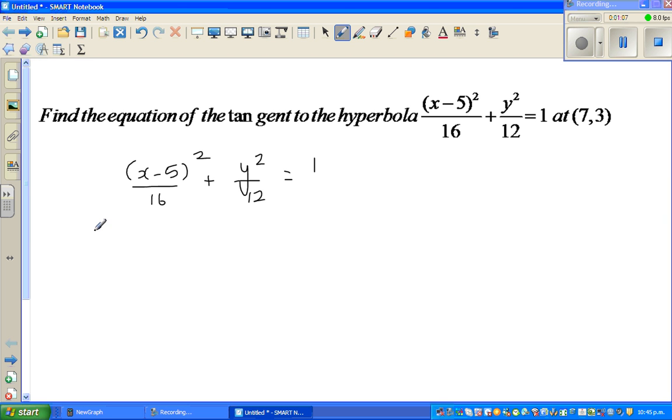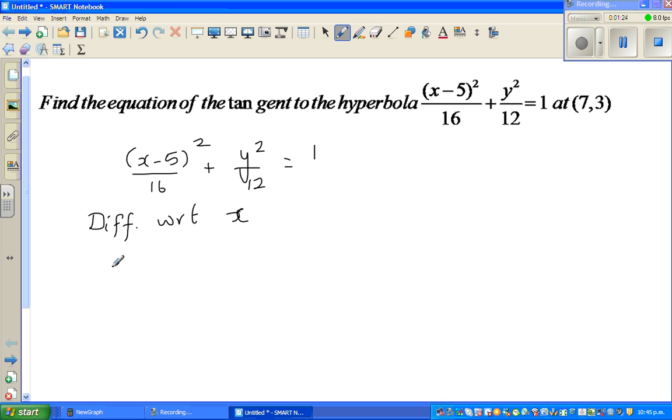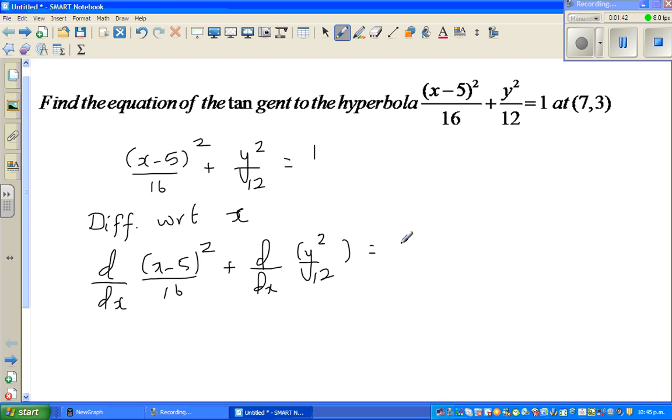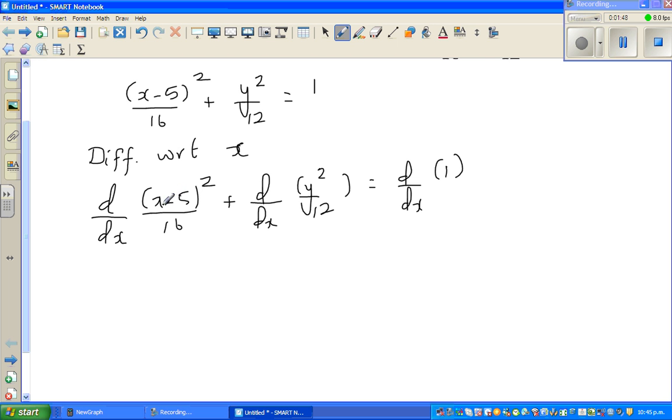Now I'm going to differentiate. DIFF is differentiating, and WRT stands for with respect to x. That means I'm going to differentiate each term with respect to x, using the derivative operator. So I'll write d by dx of (x - 5)² over 16 plus d by dx of y² over 12 is equal to d by dx of 1.